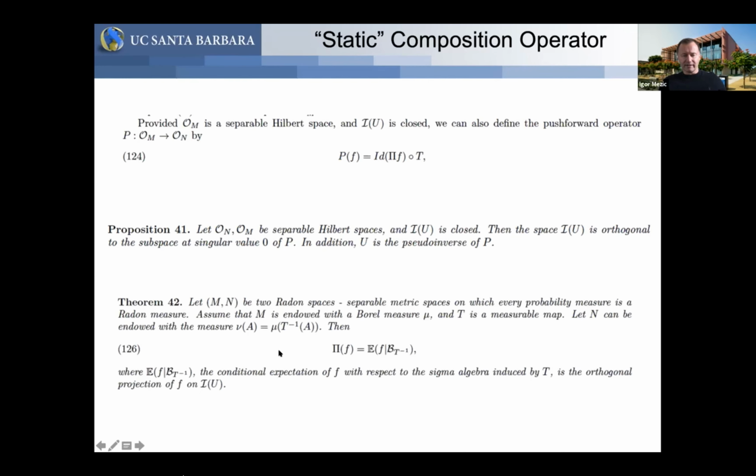You also have a spectral characterization of the space of functions that are constant on level sets of T, and that subspace is orthogonal to the subspace at singular value 0. So again, you can do spectral computations and obtain the geometry of the mapping itself, and you can characterize the projections to that particular subspace using conditional expectations.